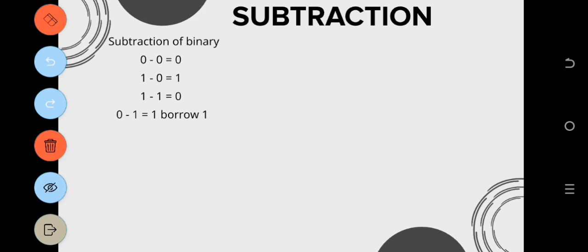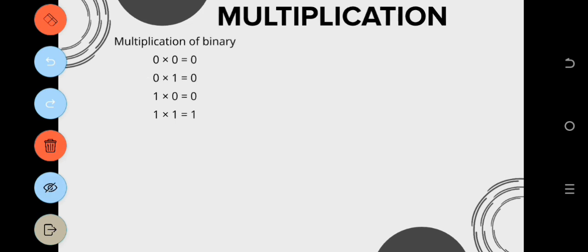Let's do multiplication next. Multiplication, same with the rule. 0 times 0 is equal to 0. 0 times 1 is equal to 0. 1 times 0 is equal to 0. And 1 times 1 is equal to 1.